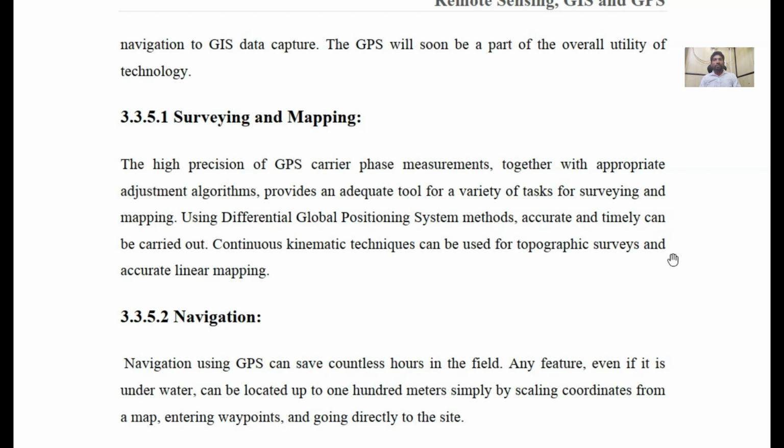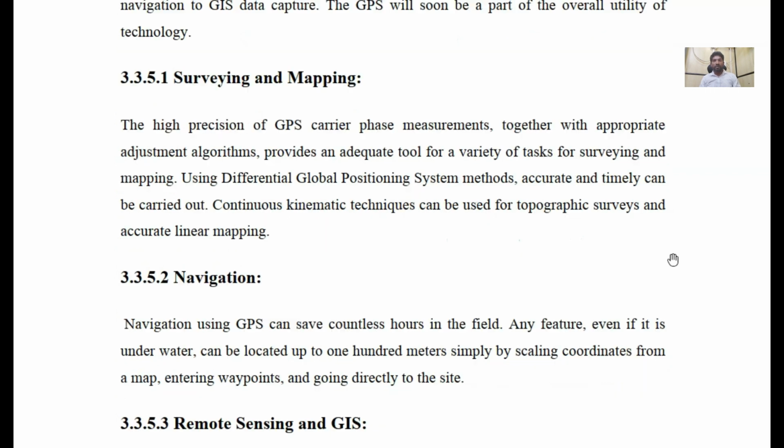Navigation. Navigation using GPS can save countless hours in the field. Any features, even if underwater, can be located up to 100 meters away simply by scanning coordinates from a map, entering a waypoint, and going directly to the site.